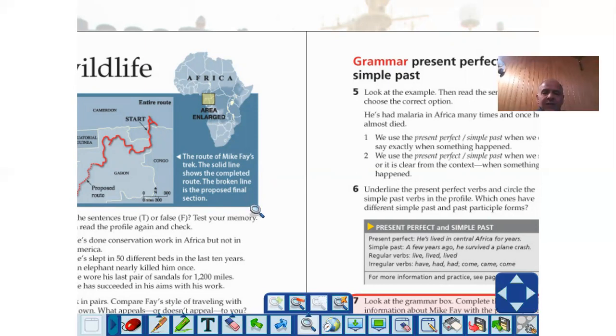You have to know that this guy is a conservationist, and he did this, which we're going to learn a little bit about in the reading. So this is his route. He started here, and he finished about here. It says here, the route of Mike Fay's trek. What is a trek, Kimberly?